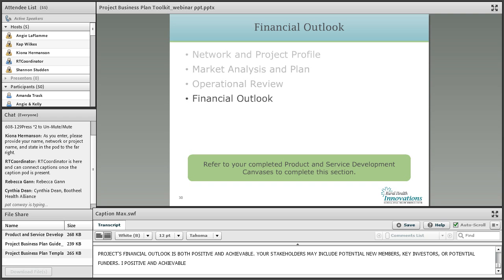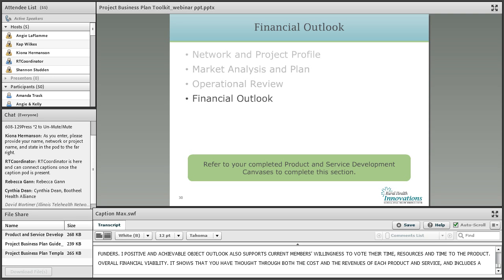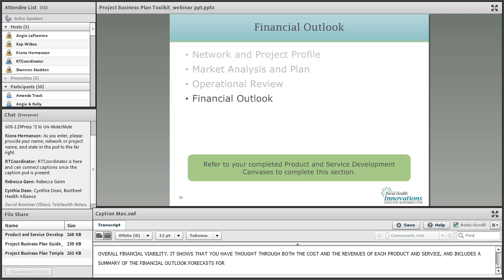Key partners may be needed also to develop and implement, support, and deliver your product and service. Now these are partners, not necessarily members, that without them, the product or service would not be viable. Therefore, it's very important to accurately and creatively identify who these key partners are. They could be inside or even outside of your network, so be sure to challenge yourself to find these key partners.